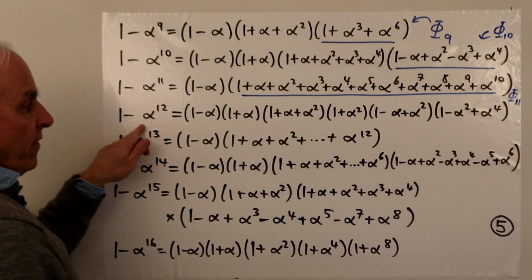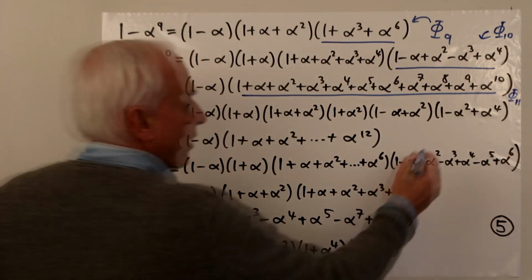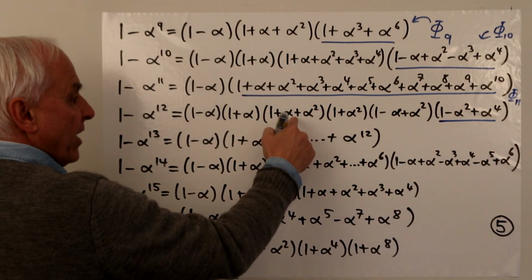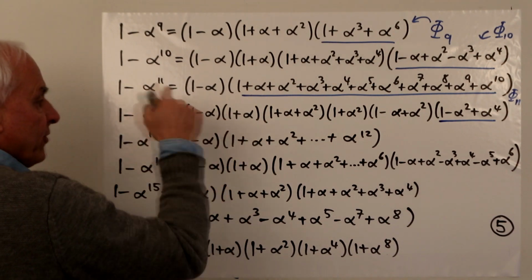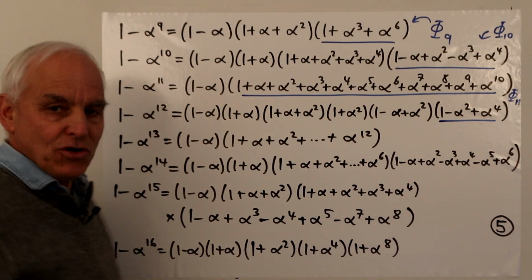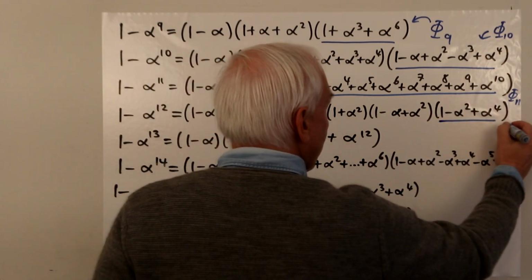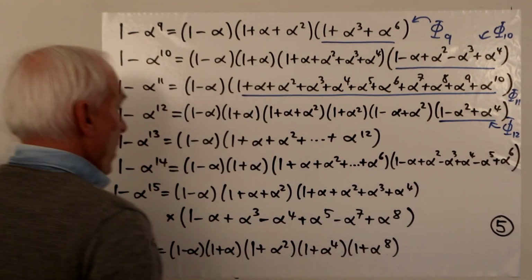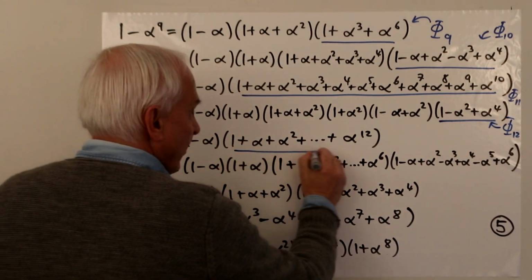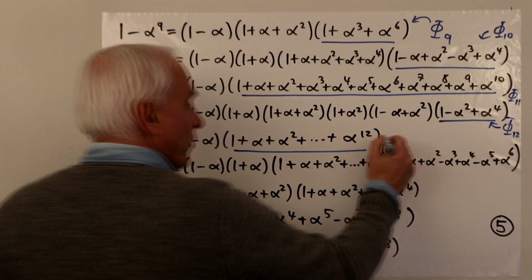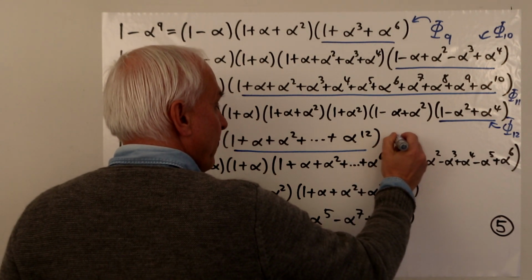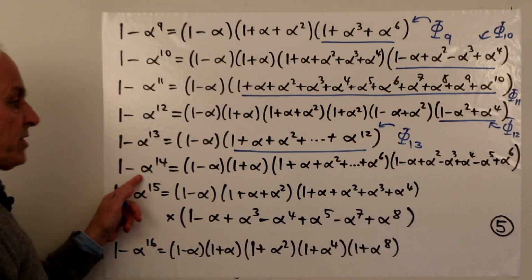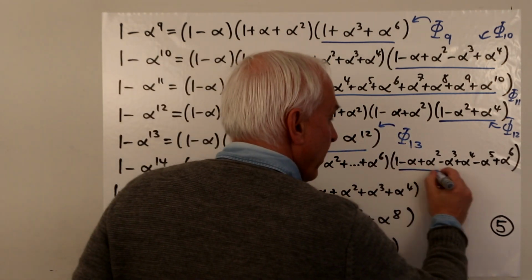And phi sub 12, the one that we haven't gotten before, is this one. This was phi sub 6. This was phi sub 4. This was phi sub 3. This was phi sub 2. This was phi sub 1. So they're all arranged in terms of the divisors. This last one is phi sub 12 right there. Okay, phi sub 13, well, that's just that big sum of all the powers of alpha from 1 up to alpha to the 12. So there's phi sub 13. Phi sub 14, there's the new one right there.